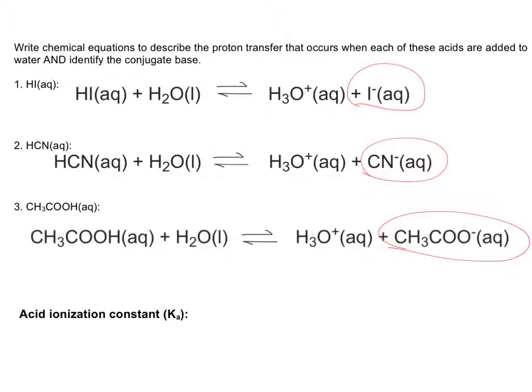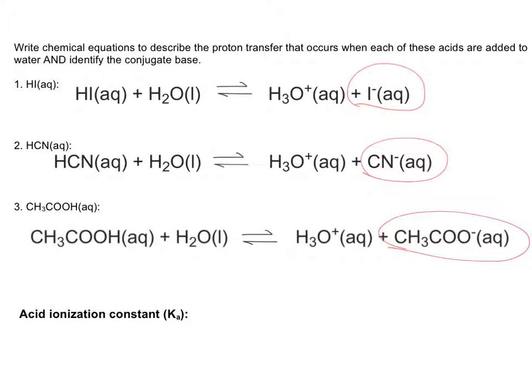All right, so now that we have all of these equilibrium reactions, we would want to be able to express the equilibrium constant. So for acids, instead of Kc or Kp or Keq that we've been using in the last chapter, we use Ka, A just meaning acid. So this is the acid ionization constant, and it just tells you how much of the acid ionizes when it reacts with water.